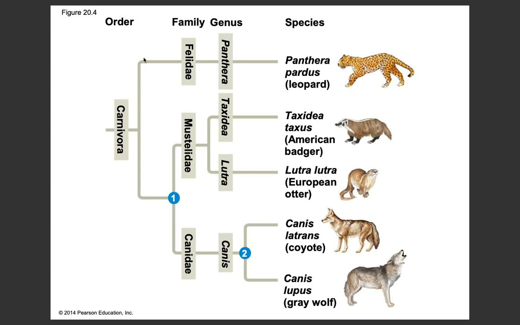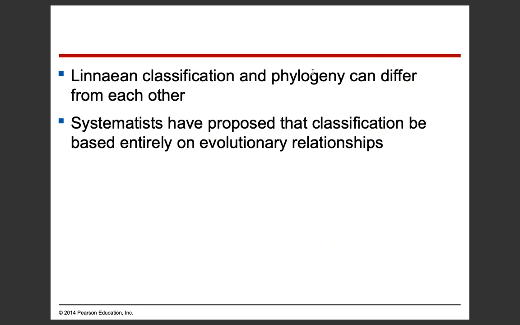Okay, so the one that's kind of the outlier is the Felidae. It's going to be the least related to the others because it kind of diverged first. And we're going to talk more about this. It'll make more sense. Okay, so Linnaean classification and phylogeny can differ from each other. So that's what I was saying. The classification is based on resemblances, and phylogeny is based more so on actual evidence of evolutionary relatedness.